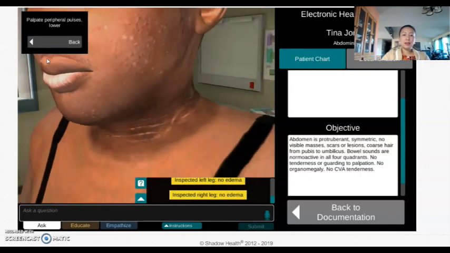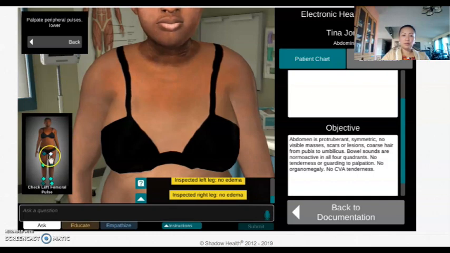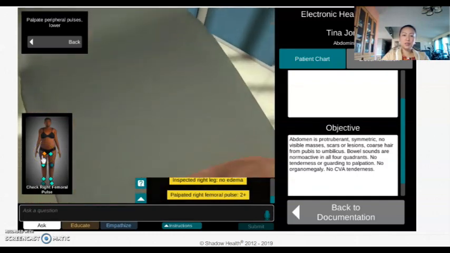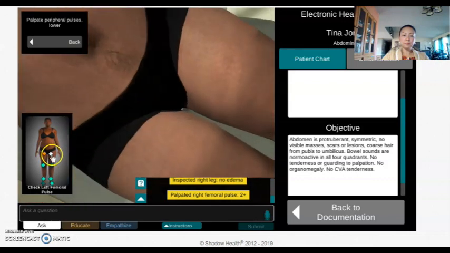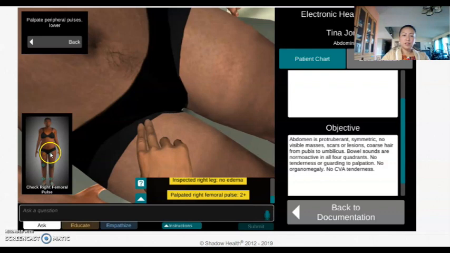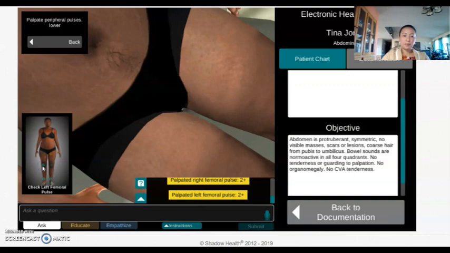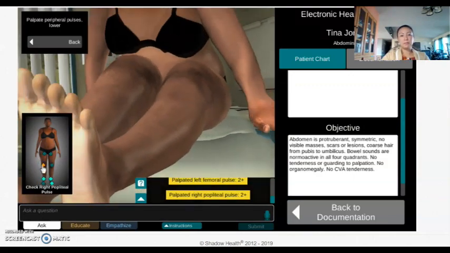And now I am going to palpate for the pulses, starting at the right femoral artery. Okay, going to the left femoral artery. Okay, so far we're doing good. It's +2. I am going down to the popliteal pulse.